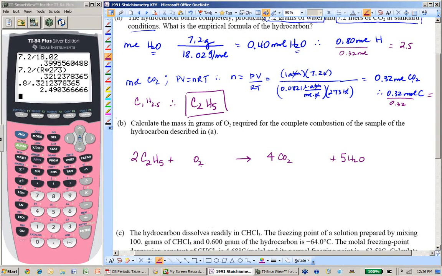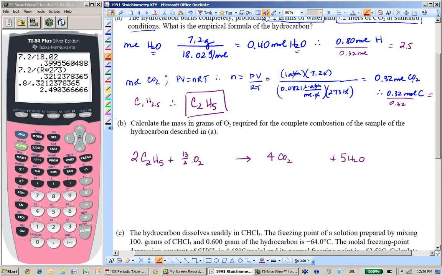We don't have even numbers, so yes, we'll use an oxygen fraction. It'll be alright. I know you're not used to that, but it's going to work out okay. So, how many oxygens do I have? 4 times 2 is 8 plus 5 is 13. So if I put 13 halves in there, then I'm good to go.